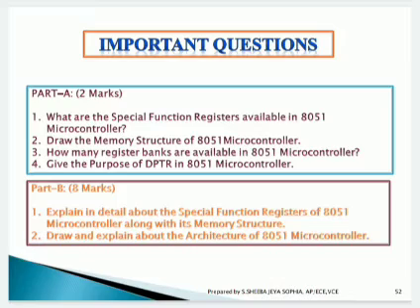Give the purpose of DPTR in 8051 microcontroller. DPTR is nothing but the data pointer register. It consists of 2 separate registers, data pointer high and data pointer low, with 8 bits each, and so a total of 16-bit register is processed using this data pointer register. So this is about the Part A 2 mark questions, and moving to Part B, 8 marks.